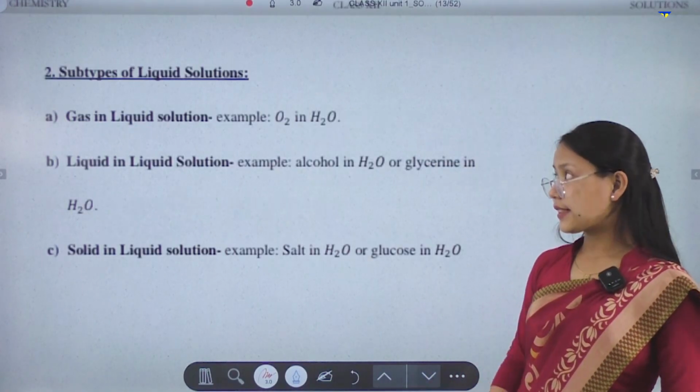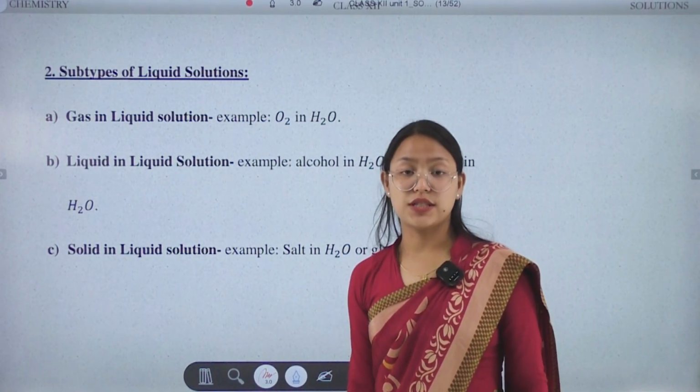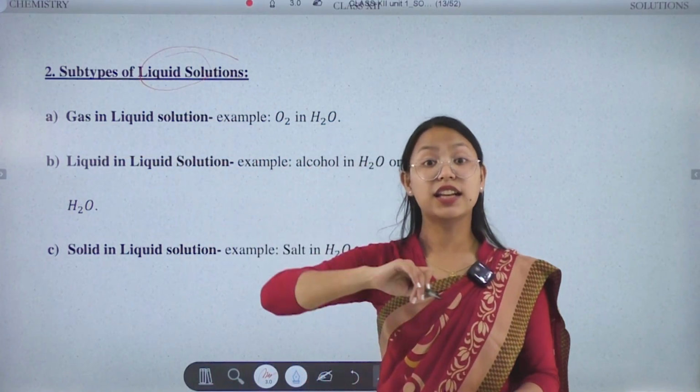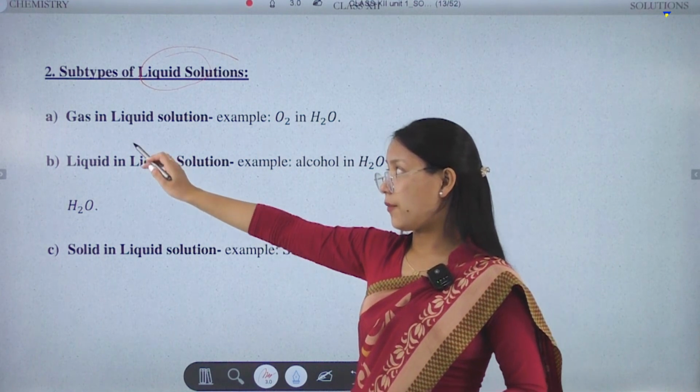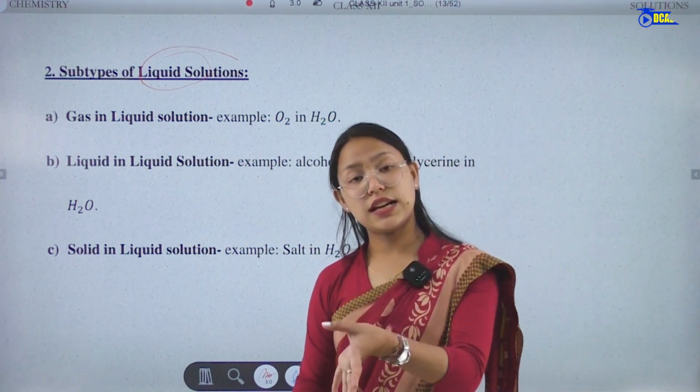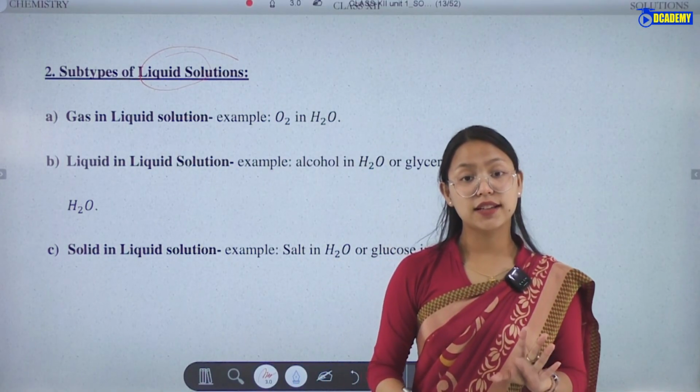And then next, subtypes of liquid solutions. Now here the solvent will be a liquid. Let's see here, gas in liquid solution.